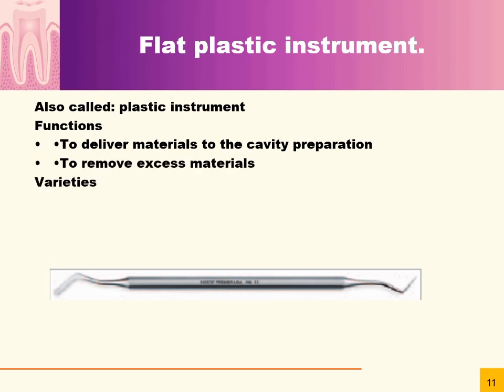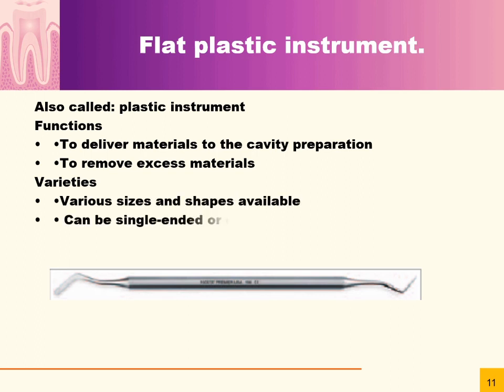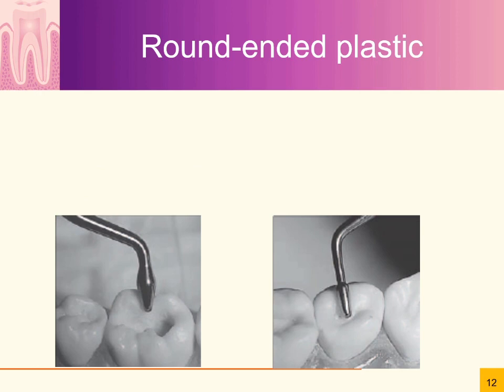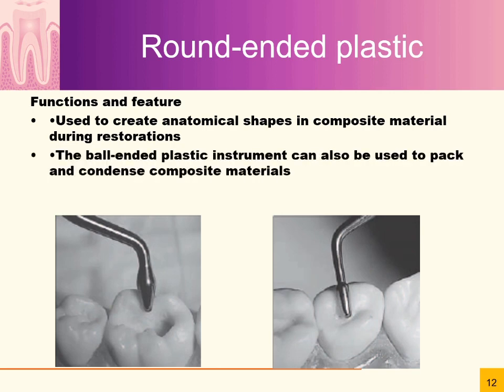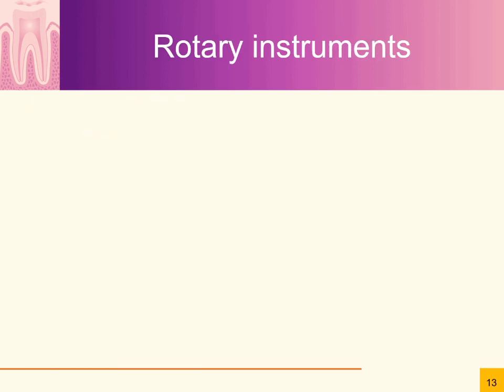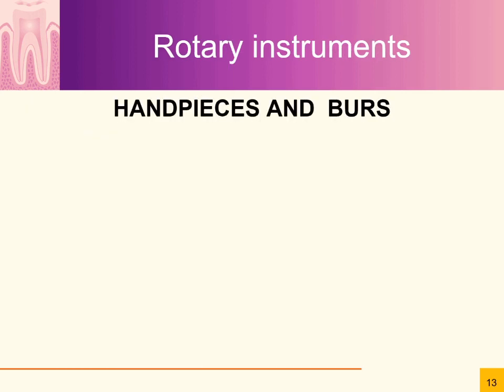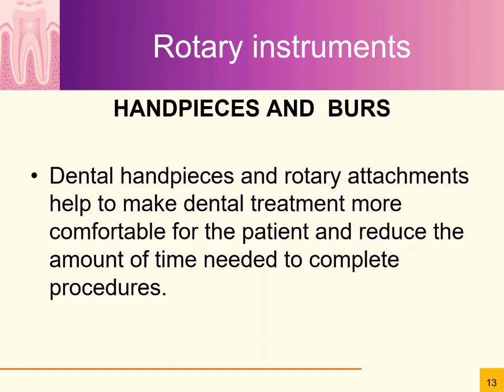Flat plastic instrument, also called plastic instrument. Functions: to deliver materials to the cavity. Preparation: to remove excess materials. Varieties: various sizes and shapes available. Can be single-ended or double-ended. Round-ended plastic. Functions and features: used to create anatomical shapes in composite material during restorations. The ball-ended plastic instrument can also be used to pack and condense composite materials.